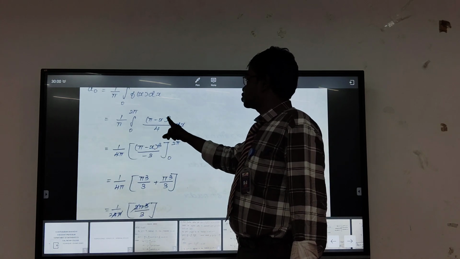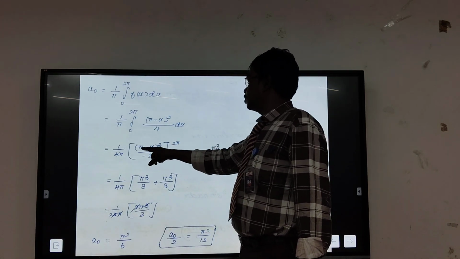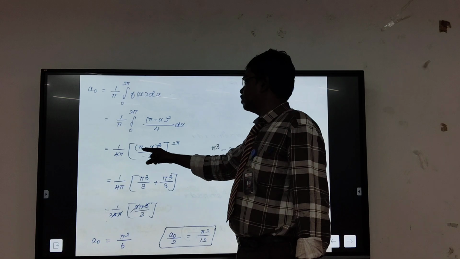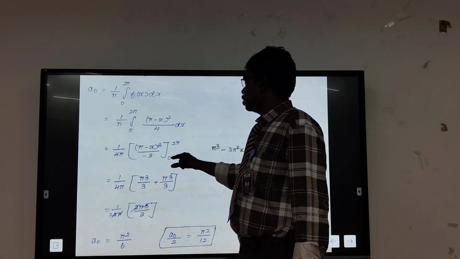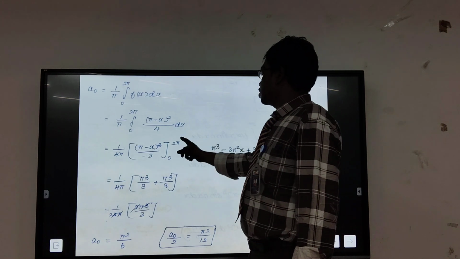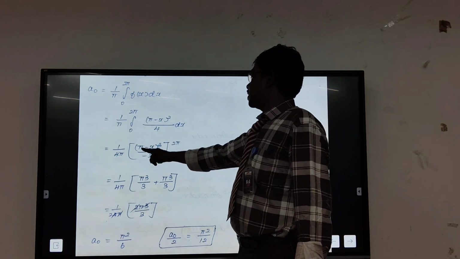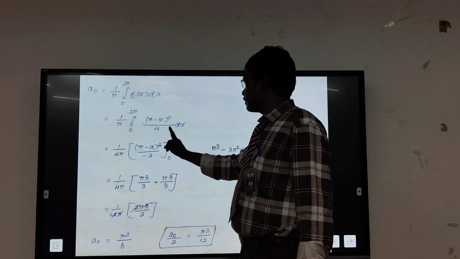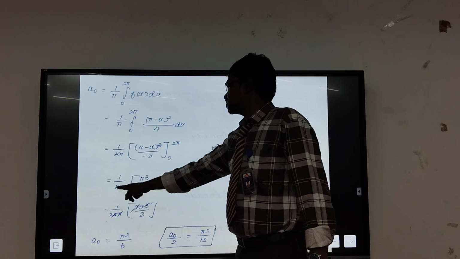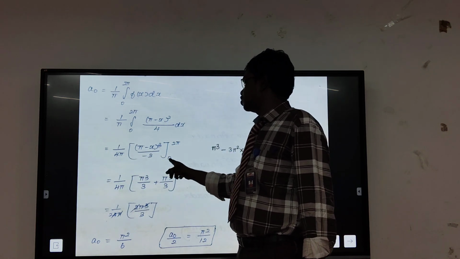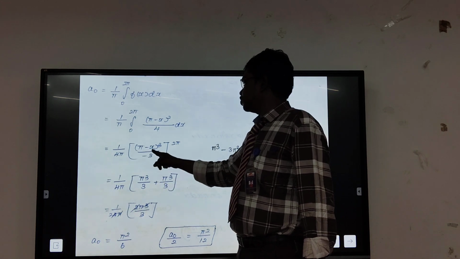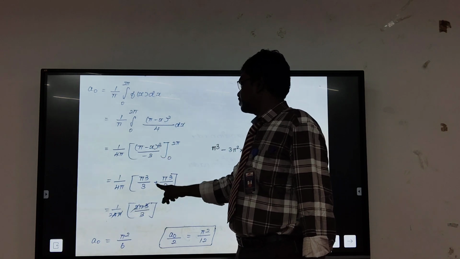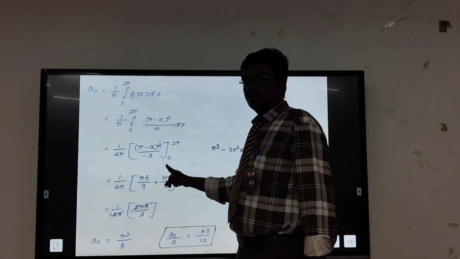For (pi minus x) whole square, I integrate to get (pi minus x) whole cube by 3, with a minus here, so (pi minus x) whole cube by minus 3. The lower limit is 0 and the upper limit is 2 pi. Substituting the upper limit 2 pi, pi minus 2 pi is minus pi, whole cube. Minus pi whole cube is minus pi cube, by 3. So 1 by 4 pi is taken outside. For the lower limit 0, the formula has a minus. Putting 0 here, (pi minus 0) whole cube by minus 3, that is pi cube by minus 3. Already minus, so minus into minus is plus. Therefore pi cube by 3.